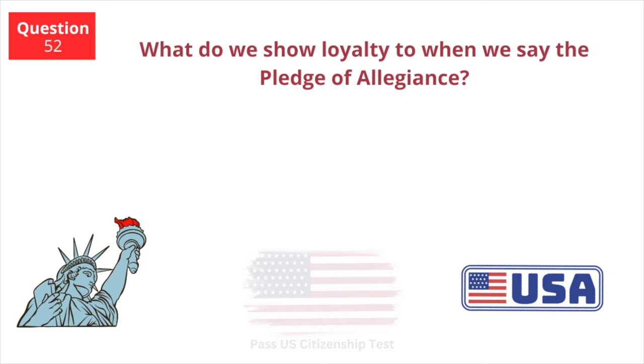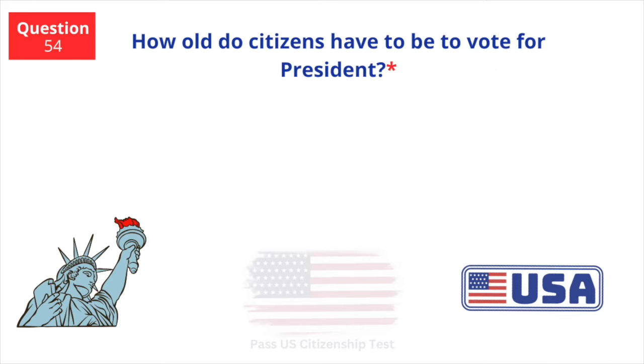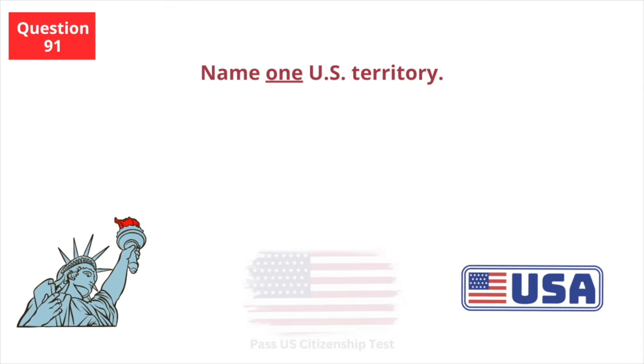What do we show loyalty to when we say the Pledge of Allegiance? The United States. How old do citizens have to be to vote for president? 18 and older. Name one U.S. territory. Guam.